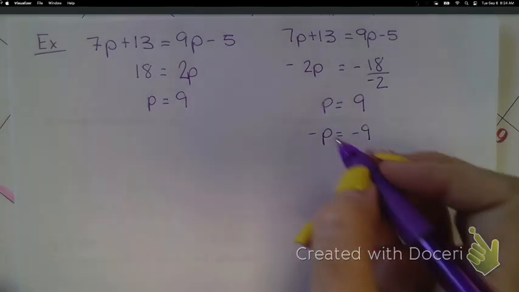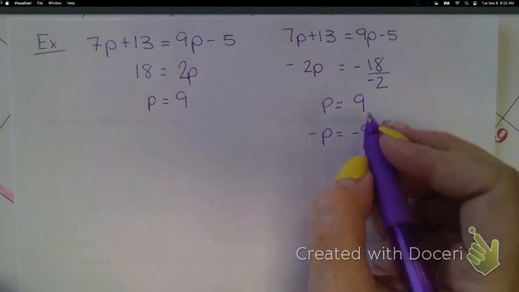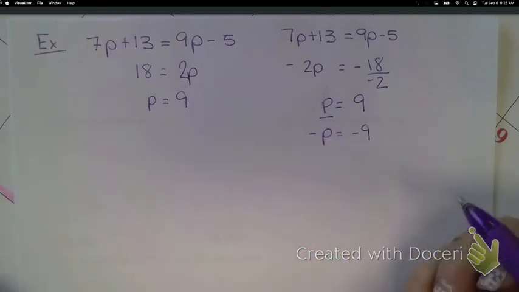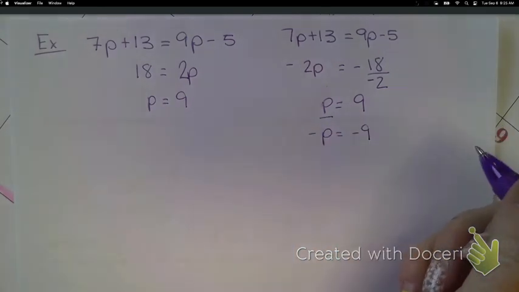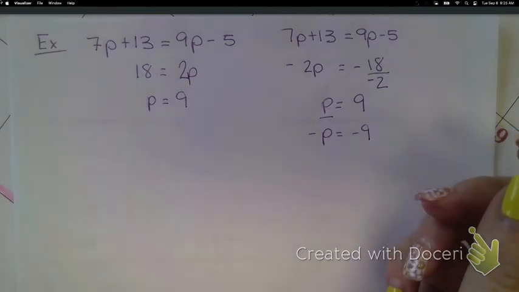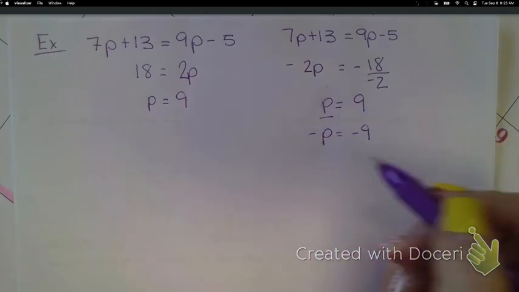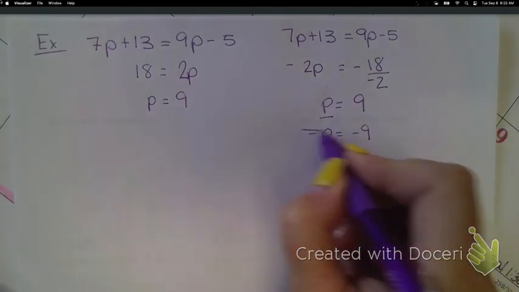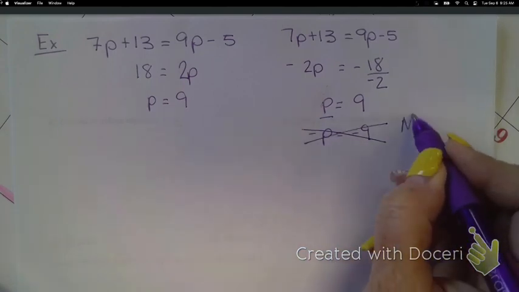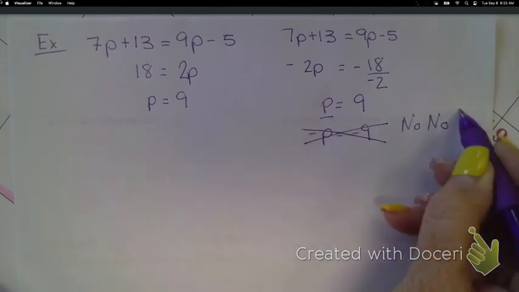No. Your variable needs to be positive, always. Can't you have -p equals -9, but then you have to divide by -1? Right, but I mean your final answer. I'm saying I never want a negative variable. You could, but it'd just be wrong. You are just adding another step. So this is a no. Did you all get 9?